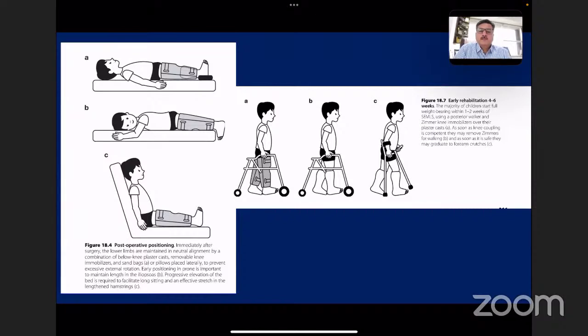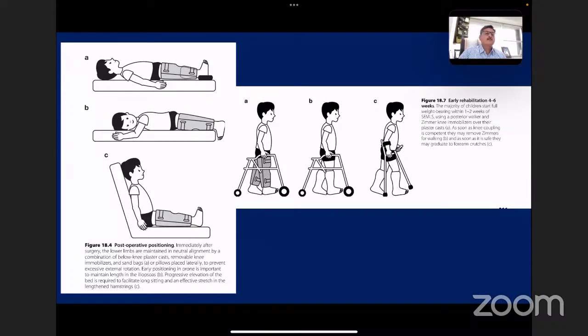At 4 to 6 weeks, if the child has not undergone any bony procedure, they can be mobilized in the first 3 weeks itself. If the child has undergone some bony procedure, there will be a little delay, and we can start weight bearing after 3 weeks. So within the first 1 to 3 weeks, all the children who have undergone soft tissue procedures can ambulate.